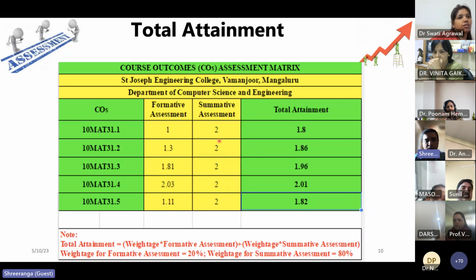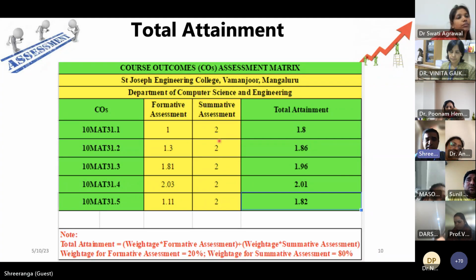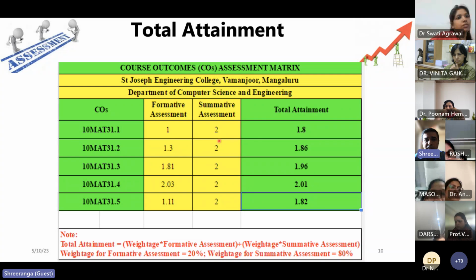Now, the last point is how much weightage I would like to give to the formative assessment and summative assessment. The statutory bodies have recommended that it should not be more than 50% each. If you are going for 40, 60, that is also fine. Most of the colleges nowadays prefer 50% each from the strategic perspective: 50% for the formative assessment and 50% for the summative assessment.